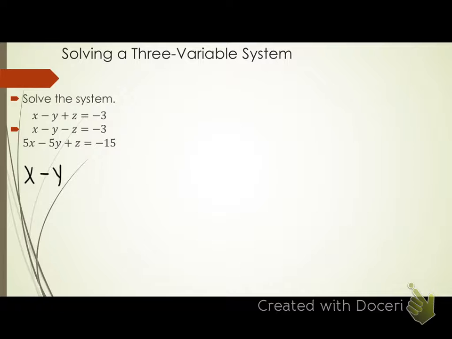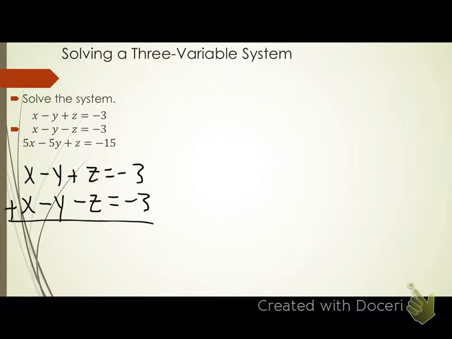X minus y plus z equals -3. X minus y minus z equals -3. We're eliminating z, correct? Do they have same or opposite signs? Different. So do I add or subtract? Add.